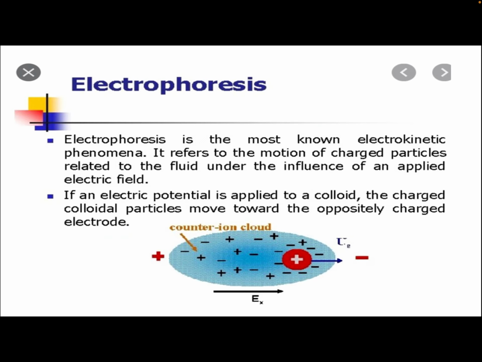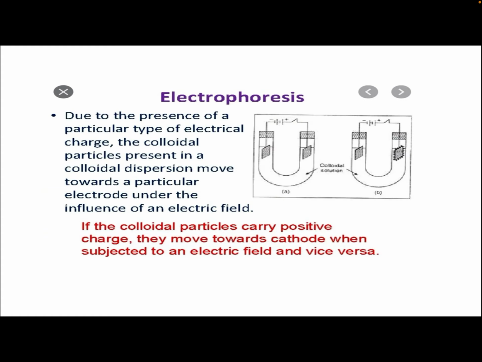Electrophoresis is the most common electrokinetic phenomenon. Kinetic means motion, so electrokinetic refers to the motion of charged particles relative to the fluid under the influence of an applied electric field. So when an electric field is passed, positive ions move toward the cathode and negative ions move towards the anode, and this is electrophoresis. If an electric potential is applied to a colloid, the charged colloidal particles move toward the oppositely charged electrode. So negative moves towards the anode and positive moves towards the cathode in electrophoresis.